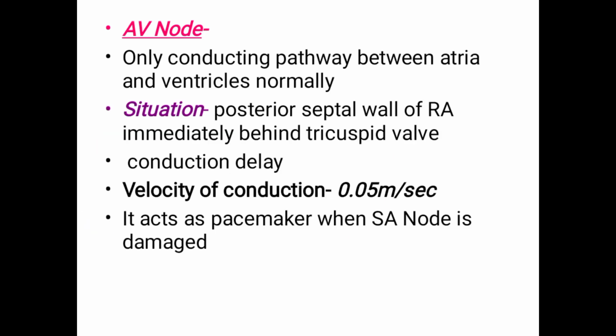Next, coming to the AV node, it is the only conducting pathway between the atria and ventricles. It is situated in the posterior aspect of the right atrium, behind the tricuspid valve. Its conducting velocity is 0.05 meter per second.